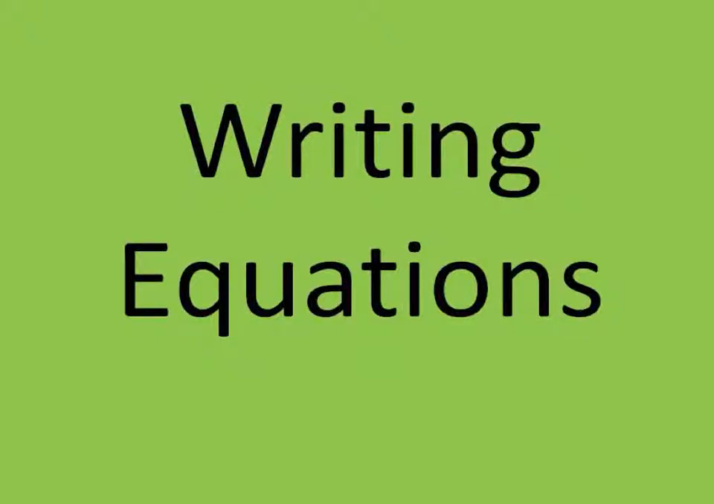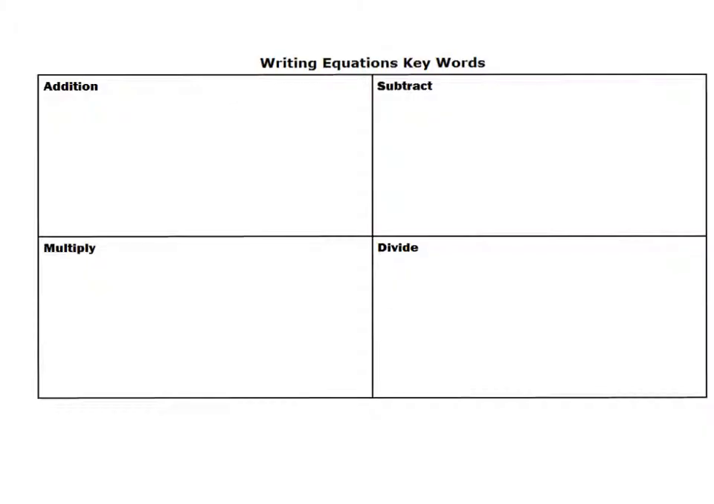Today we're going to be working with writing equations from word problems. So here's a chart you have on your paper, and we're going to put some keywords in there that mean addition, subtraction, multiplication, and division. These are things that help you know. They're not definitive, and sometimes it's really the words around them that help you know. So let's get our addition ones in.